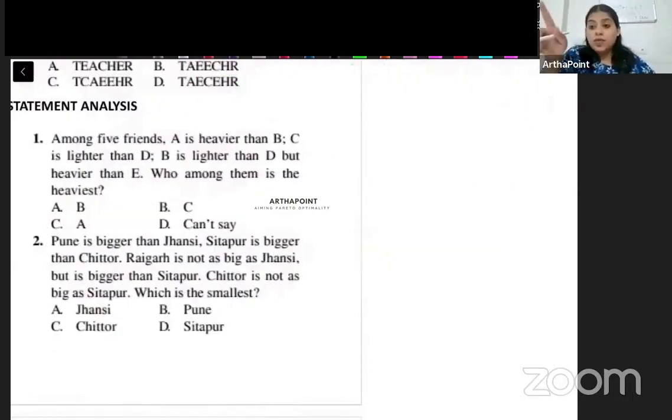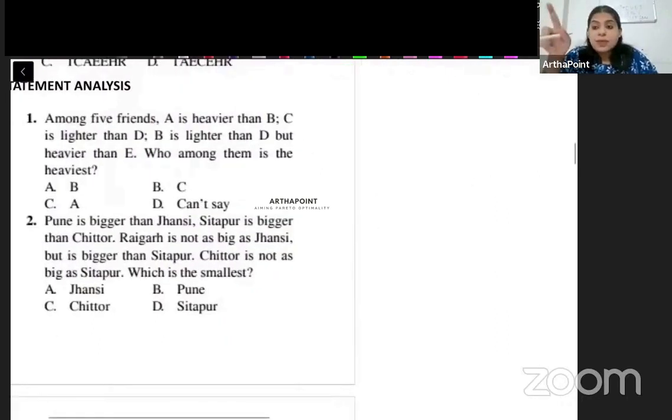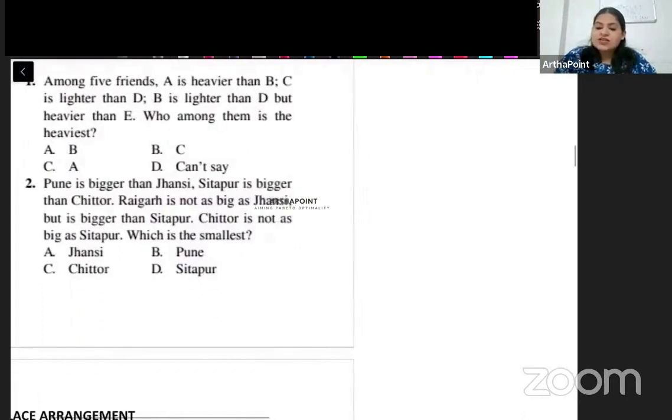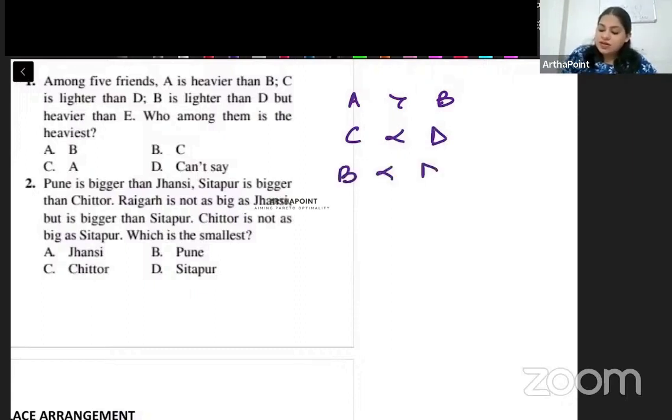Please, we don't know which institute will consider part A. For now, part A is important. So, statement analysis. Among 5 friends, A is heavier than B. C is lighter than D. B is lighter than D, but heavier than E. Who among them is the heaviest?